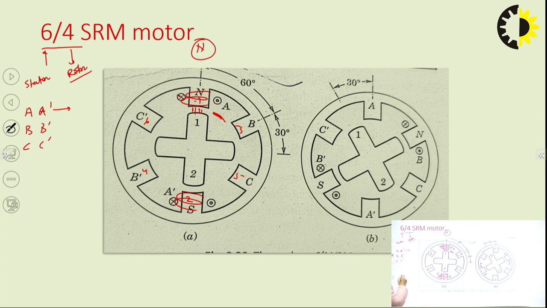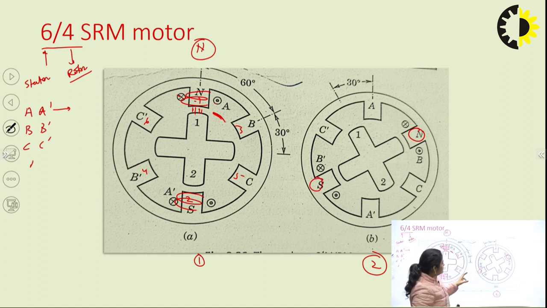Now suppose AA' is unenergized and BB' is excited. This is the first instant, and this is the second instant. In the second instant, when AA' and CC' are unenergized and BB' is energized, B will make a north pole, with the direction of the current in such a way that it becomes a north pole and this becomes a south pole.